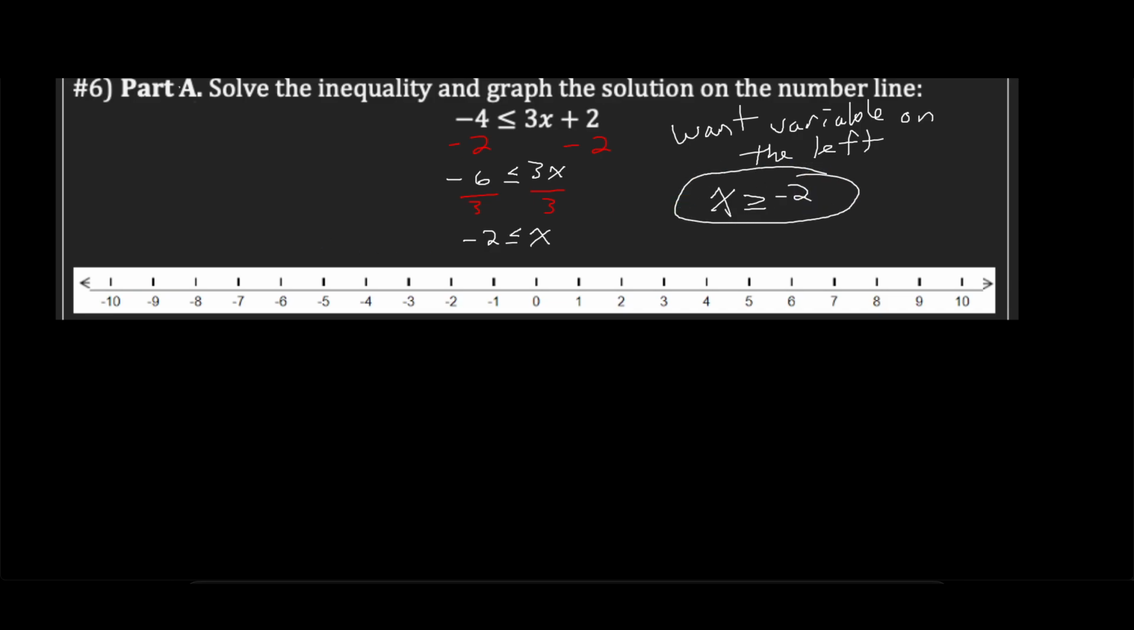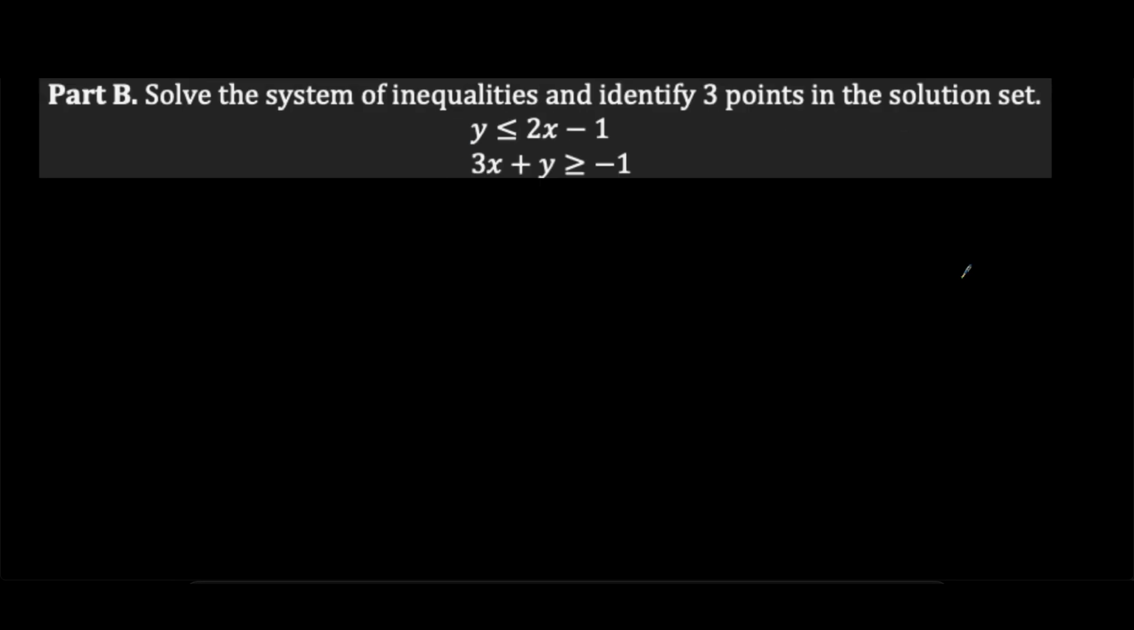And this is really easy to graph because we can do it like this. I have my graph. I have a closed circle on negative 2, and we're going to be shading to the right because we're saying any value greater than negative 2. As long as the x is on the left, you know you can match your inequality symbol with the arrowhead. For part B, it says solve the system of inequalities and identify 3 points of the solution set.